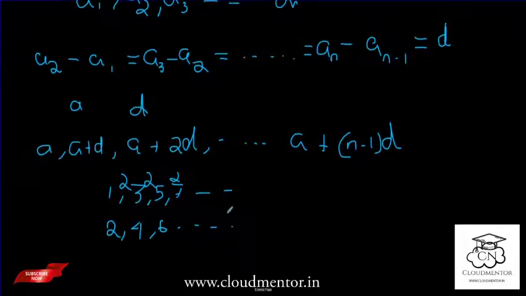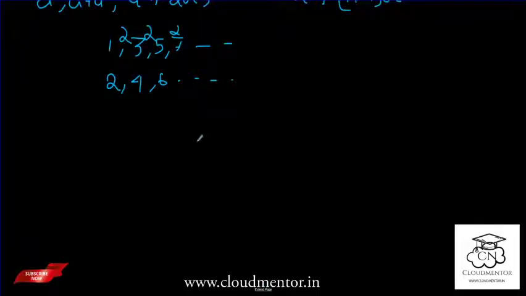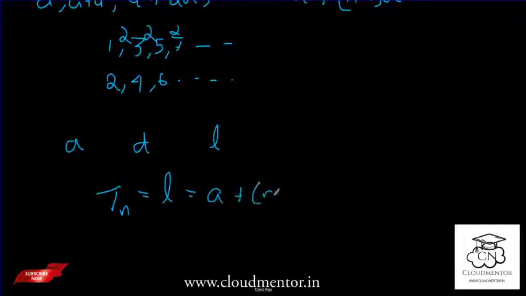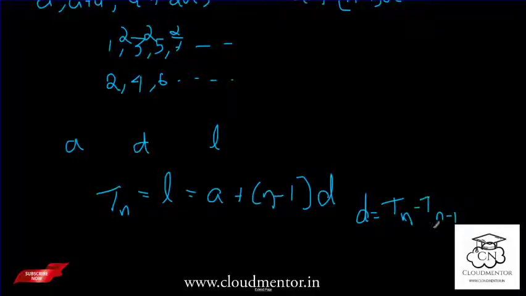So let's find the general expression for the nth term. Let a be the first term, d be the common difference and l be the last term of an AP. Then the nth term is given by Tn, that is l, equal to a plus (n minus 1) into d, where d is equal to Tn minus T(n minus 1).